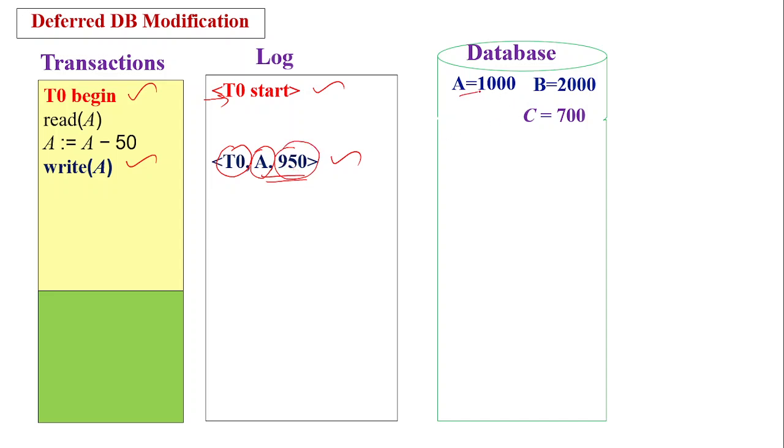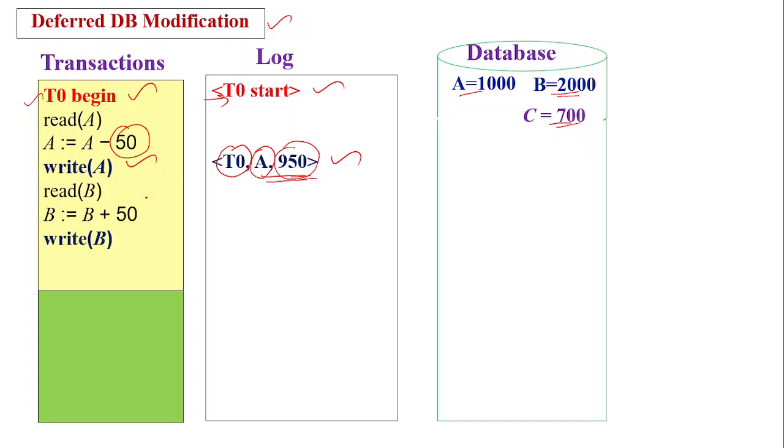The initial value of A is 1000 and assume the initial value of B is 2000 and C is 700. And after reducing 50 rupees from A account, the A value becomes 950. Okay, this is the new value which needs to be updated into the database. But in case of deferred database modification, the update can be made into the database only when T0 successfully executes all its operations.